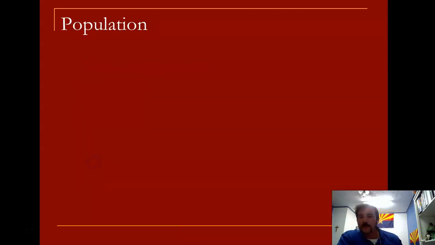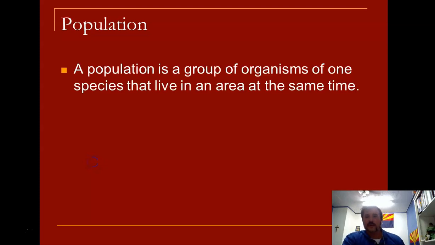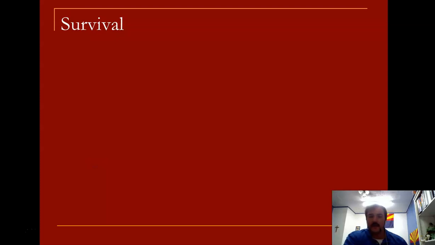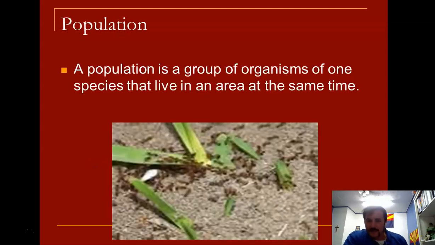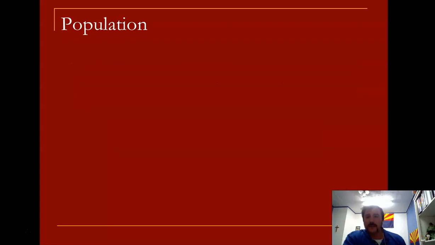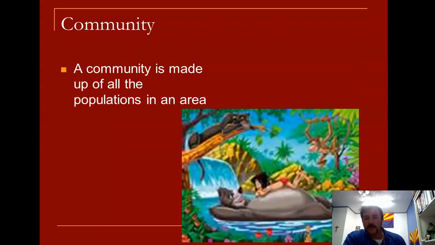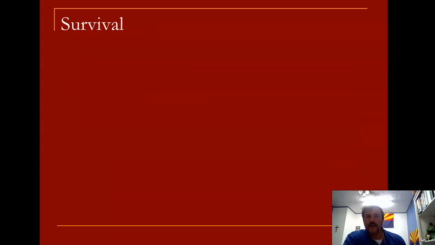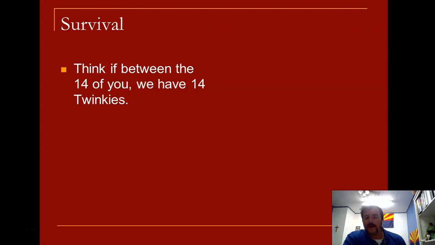If you're talking about a population, you can just pick one. If you want to pick one, you'd have to pick the ants. Now, think about all these different animals in the community. Every single one of them wants food because every single different population has to survive.